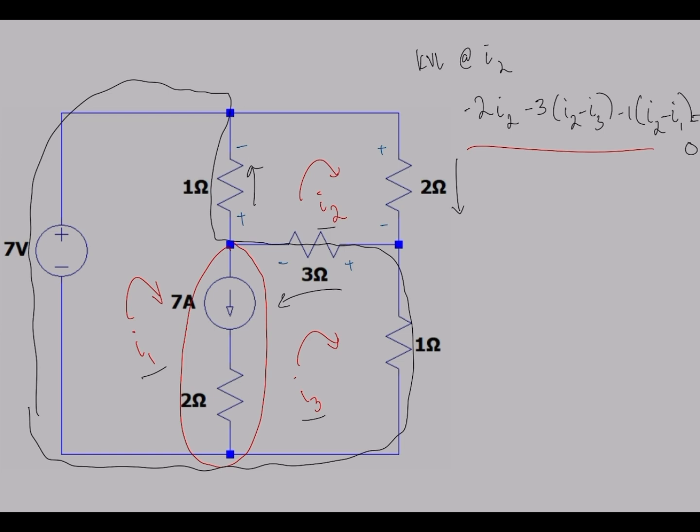So we can write our KVL as normal now, starting with the 7 volt independent voltage source. So that'll be 7 volts, because the current's going this way, so we're going to gain 7 volts.